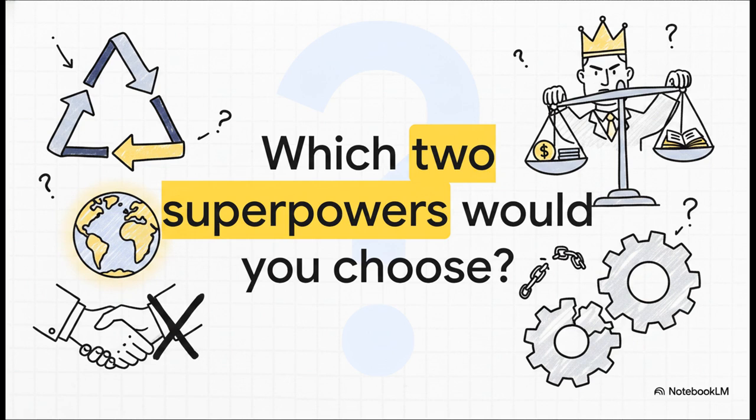So I'll leave you with this final thought. If you were suddenly appointed as the supreme central banker of a nation, looking at the Mundell-Fleming model and the brutal reality of the impossible trinity, which two macroeconomic superpowers would you choose?